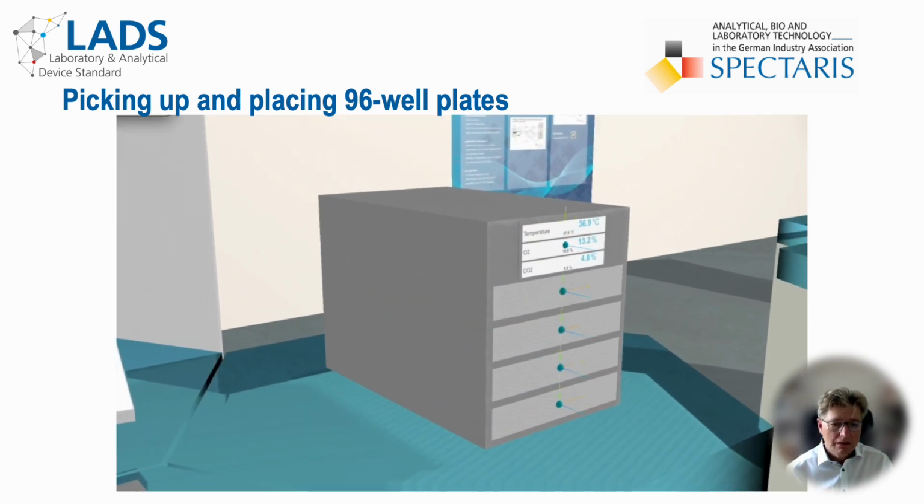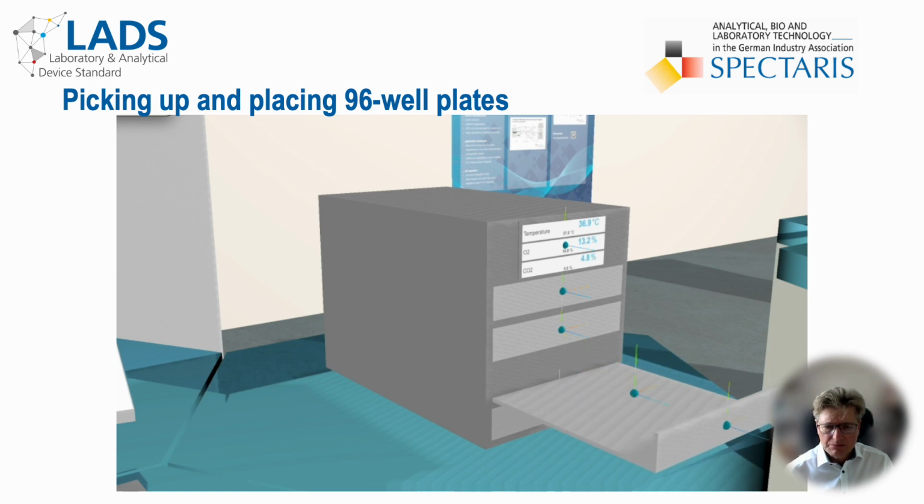After a while, another invisible robot approaches with a new 96 well plate to be incubated. The drawer opens, exposing the position where the plate should be placed. The robot inserts the plate at that exact spot, and the drawer closes.